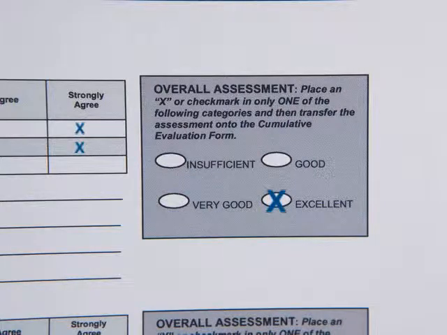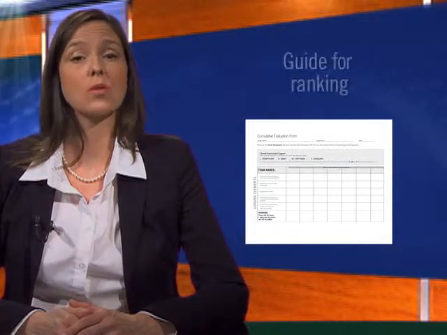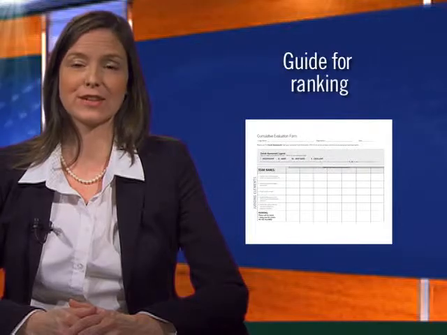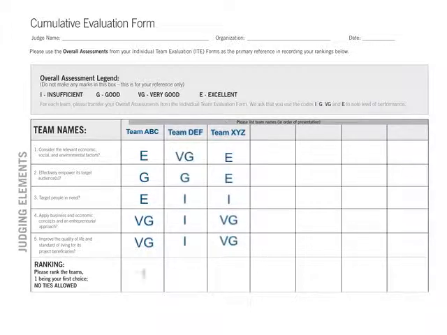For example, for Team ABC, if your overall assessment of question 1, considering the relevant economic, social, and environmental factors, was that the team did excellent, then for the first judging element, you would enter an E in the relevant box for Team ABC. The cumulative evaluation form, which we just reviewed, will serve as your guide to ranking the teams at the conclusion of the competition day. After the final presentation, you'll finish completing the form and then use this information to give each team a ranking, with 1 being your first choice. It is essential that each team receive a different ranking, as no ties are allowed.